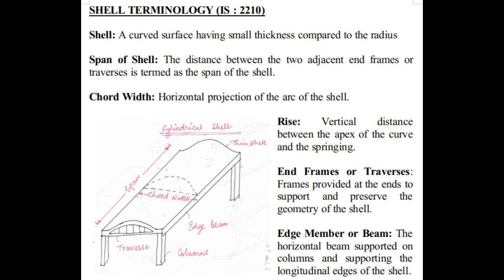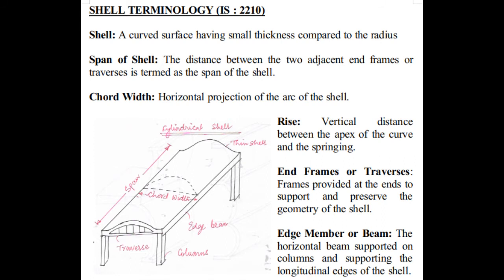Next is the span of the shell. The distance between the two adjacent end frames or the traverses is termed as the span of the shell. You can see the diagram also over here. I have shown you the span of the shell. Next is chord width. Chord width is the horizontal projection of the arc of the shell. Then what is rise? Rise is the vertical distance between the apex of the curve and the springing.